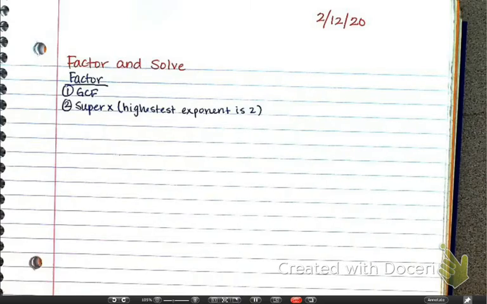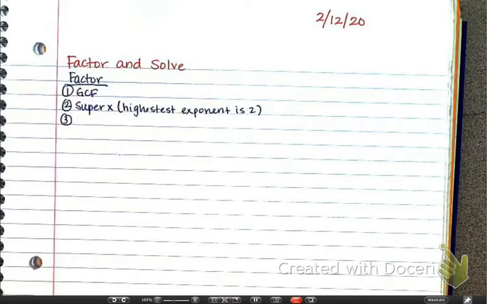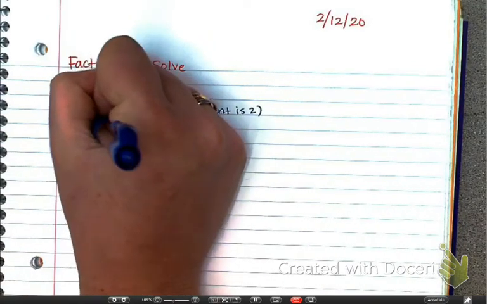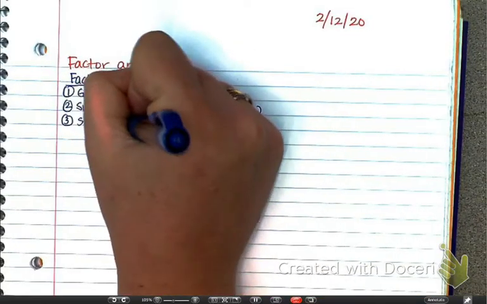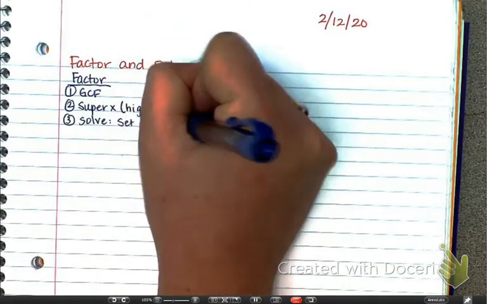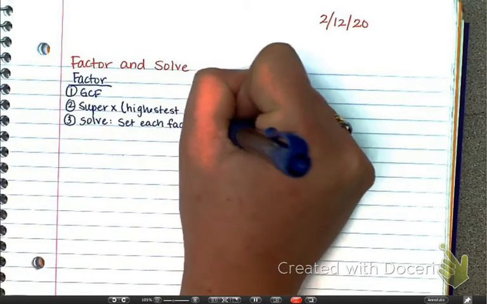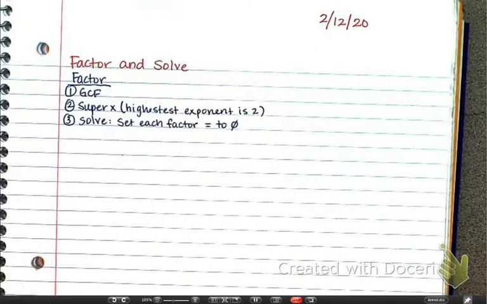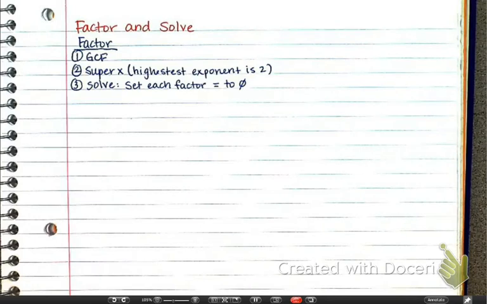We've been factoring for days. Now the solving part, so we factored. Our final step after we factor is going to be to solve, just like you did in your warm-up. So you're going to set each factor equal to 0. So after you factor, you're going to do all the hard work, and then we're going to set each factor equal to 0.